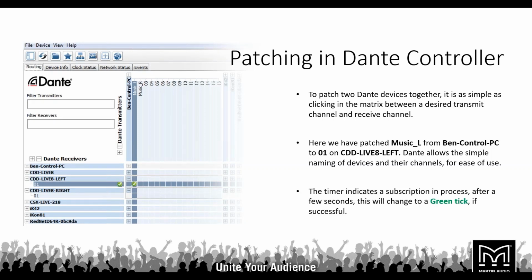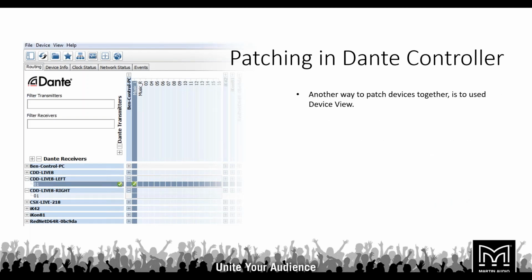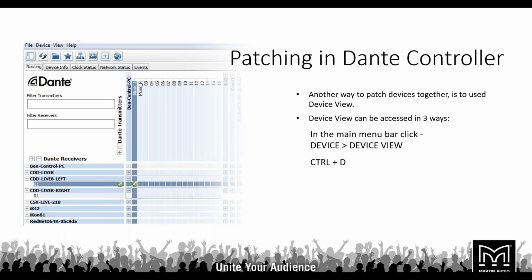The timer indicates the subscription in process, and then after a few seconds, it will change to a green tick if successful. Another way to patch devices together is to use device view. Device view can be accessed in one of three ways: in the main menu bar, as we already saw, device view, Control D, or double clicking on a device name in the routing page.